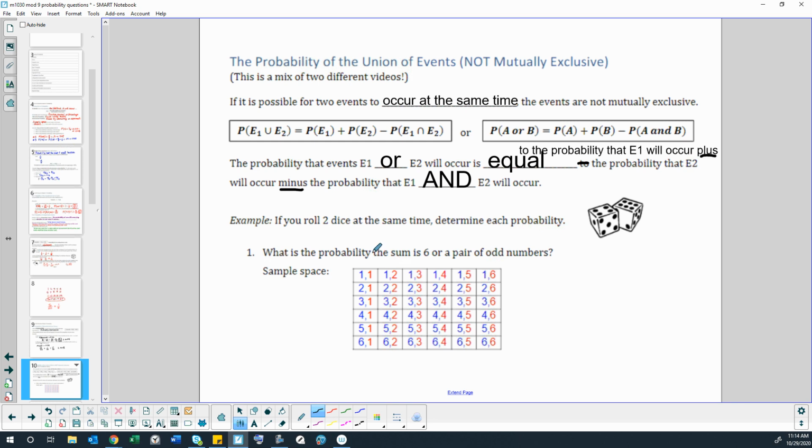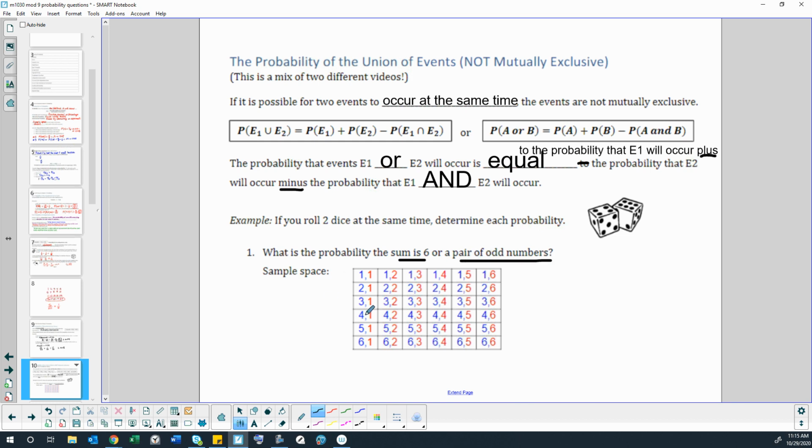So if we're throwing 2 dice at the same time, we're going to get 2 different numbers, one on each die. And this is our possible sample space. This is all of the possible combinations of numbers we could get on those 2 dice. Okay, so now we're going to use the sample space to answer the question: What is the probability that the sum is 6 or a pair of odd numbers?